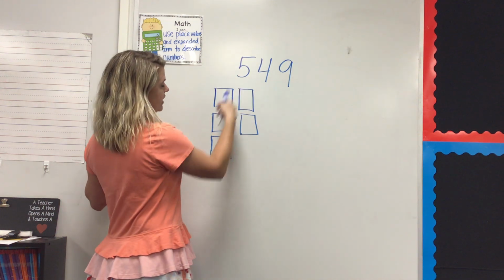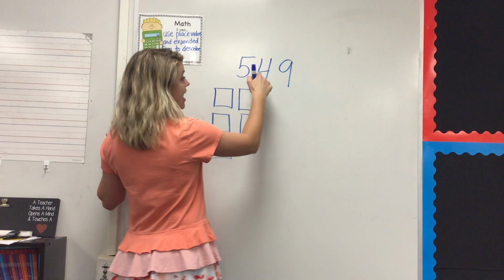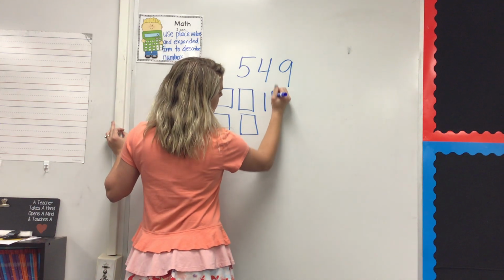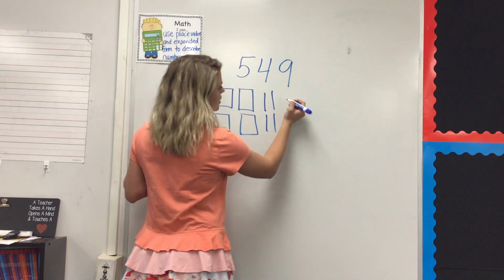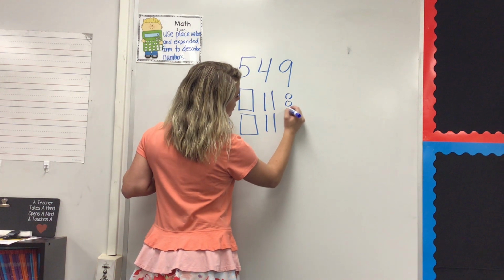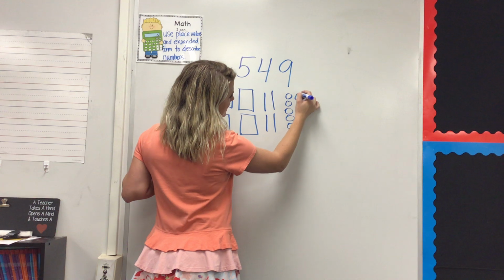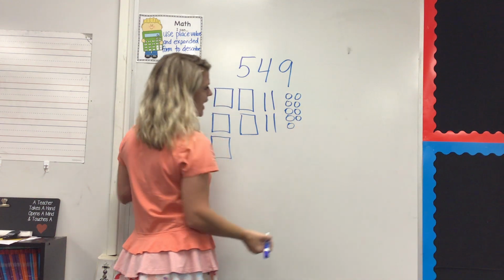5 is in the hundreds place. I'm going to draw 5 hundreds. There's a 4 in my tens place. 1, 2, 3, 4. I have a 9 in my ones place. 1, 2, 3, 4, 5, 6, 7, 8, 9.